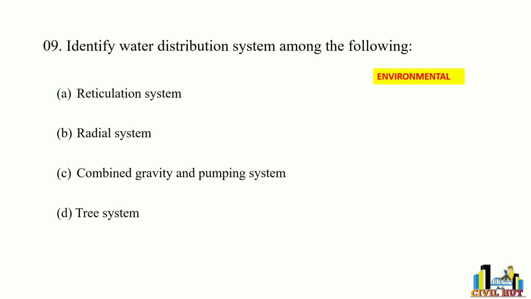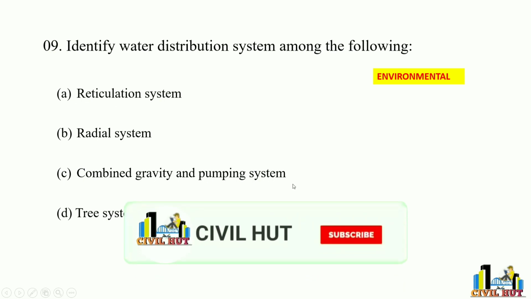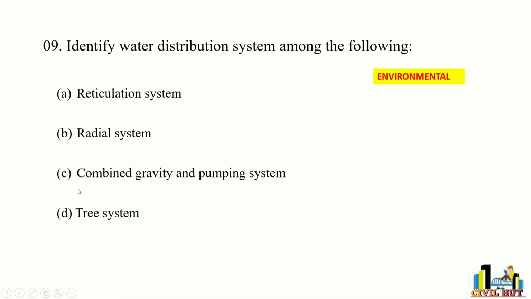Next one: identify the water distribution system among the following. This is also from environmental engineering. A. Reticulation system, B. Radial system, C. Combined gravity and pumping system, D. Tree system. We know that water distribution systems are the gravity system, pumping system, and combined gravity and pumping system. These are water distribution systems.